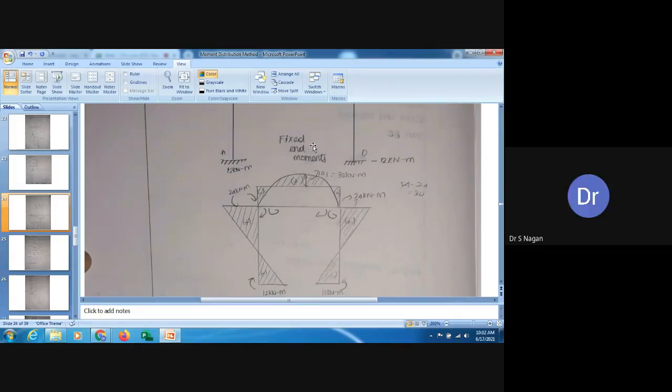And we should also tell them why we are calculating this positive bending moment, negative bending moment and all, in case of beams. In order to design the mid-span reinforcement, this positive bending moment will be useful. In order to design the support reinforcement, we need to use the maximum negative bending moment.